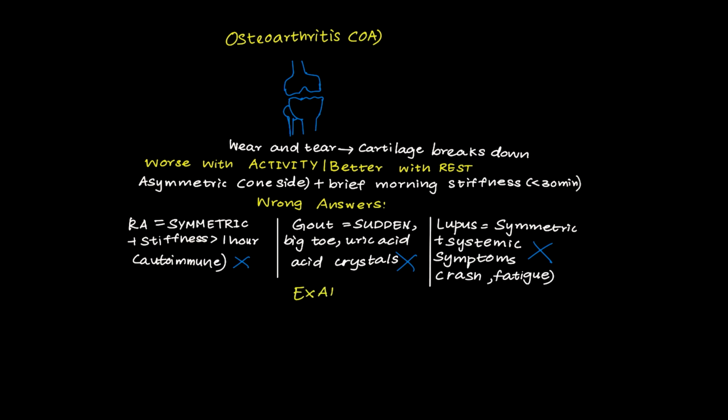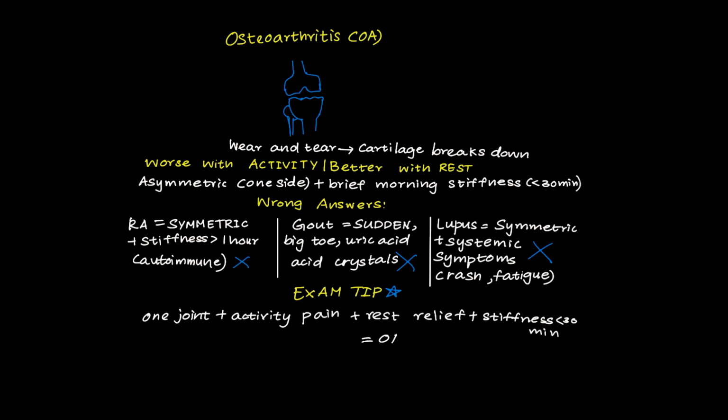Here's a WGU D443 OA exam tip for you. Unilateral joint pain plus activity worsening plus rest improvement plus brief morning stiffness equals osteoarthritis. Quick recall hook. Osteoarthritis equals sign old age wear and tear. One joint, one side worsens with work.